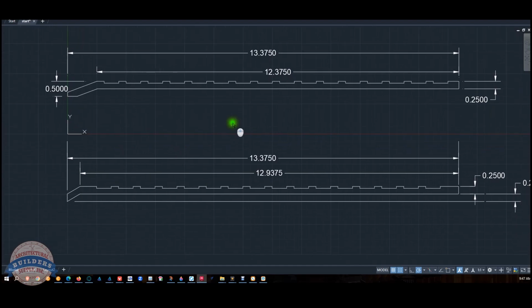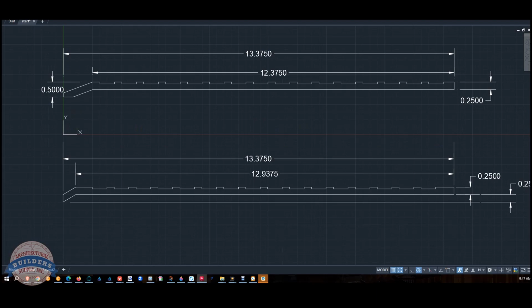This could very likely be our finished threshold. I'm going to screenshot this and send it to the client and ask for approval. And then the next video, as we move forward, I'm going to talk about how we're going to make this in theory, and then we're going to move to tool pathing this in VCarve in the Vectric software.